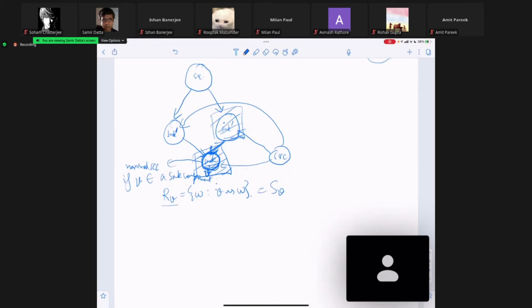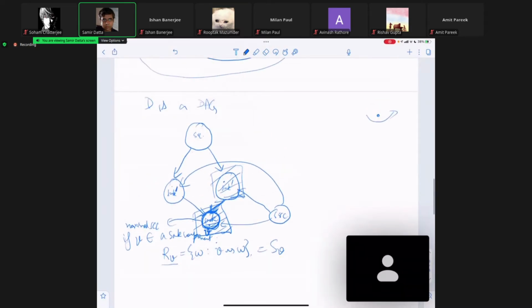Okay. So I'm saying you can, for example, compute R of V for every vertex. R of V is just what I wrote here, correct? And I can also compute this R minus of V, which is just those W's which can reach V, W such that W can reach V, correct? Do you agree? I can call this R plus and this R minus, correct?